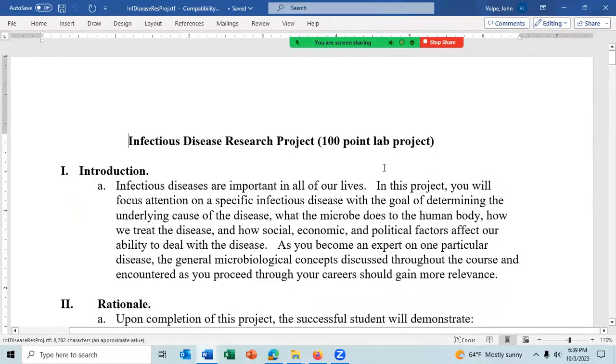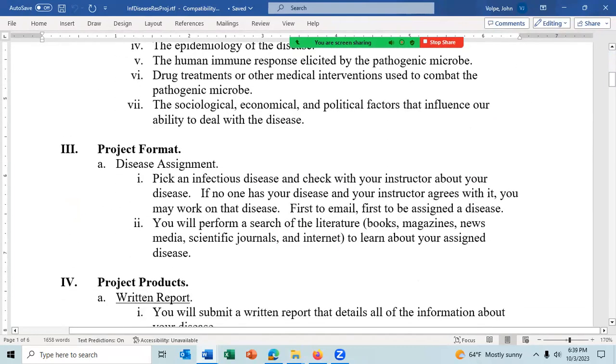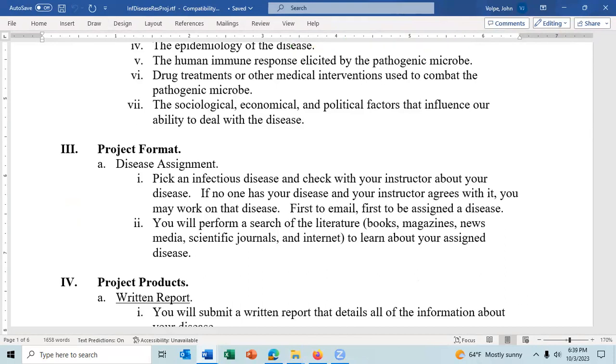So this is a 100-point lab project. This assignment will be worth 100 points. You can read about the introduction and the rationale. What you're going to do is request a topic from me, and it can be any infectious disease. It does need to be an infectious disease, and it has to be one where you're discussing a single species.